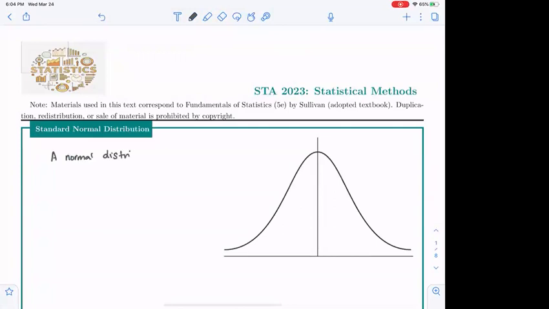So a normal distribution is simply a bell-shaped curve. It has no skew, as you would see on the picture on the right. It has no skew.